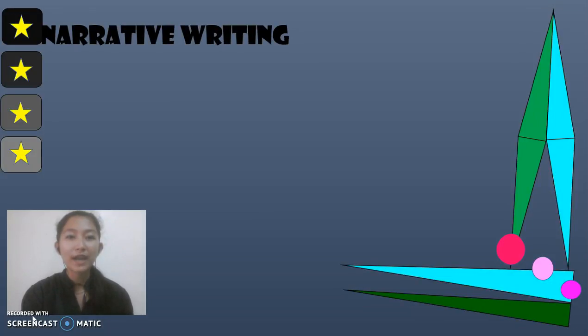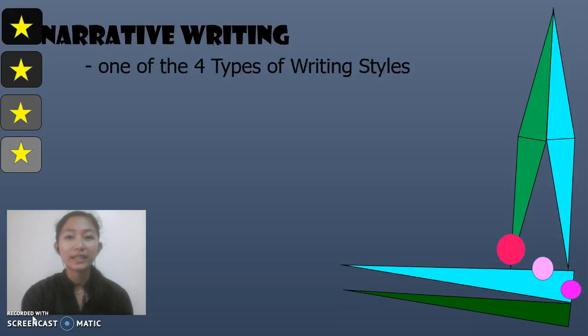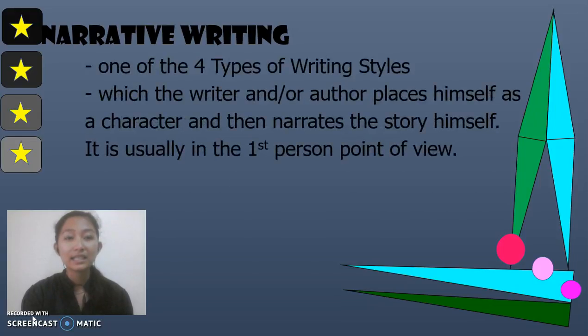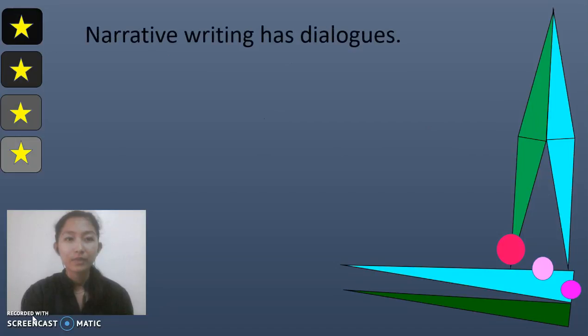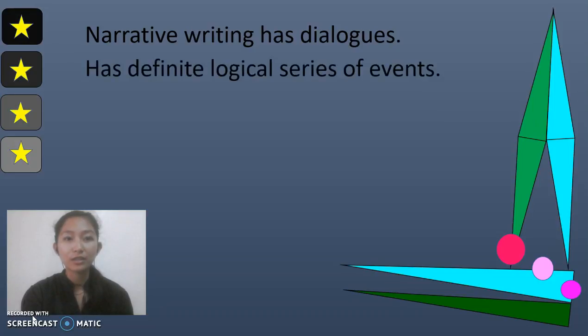Narrative writing is one of the 4 types of writing styles, in which the writer or author places himself as a character and then narrates the story himself. It is usually in the first person point of view. Narrative writing has dialogues because, of course, it is usually used in novels and short stories.